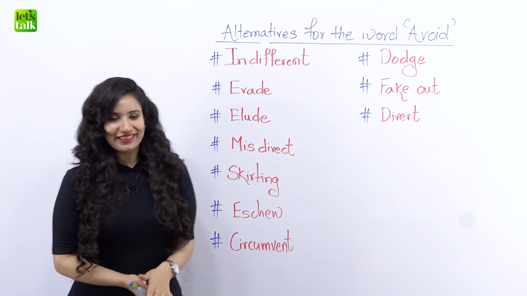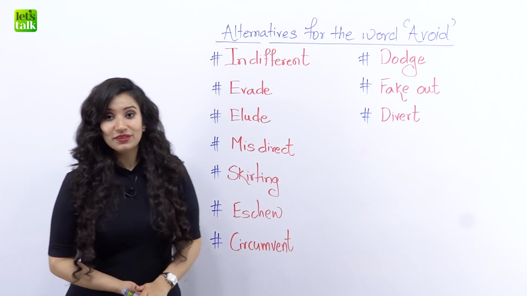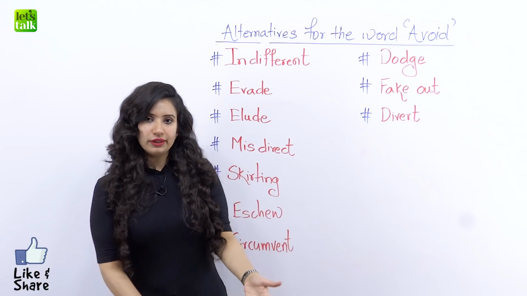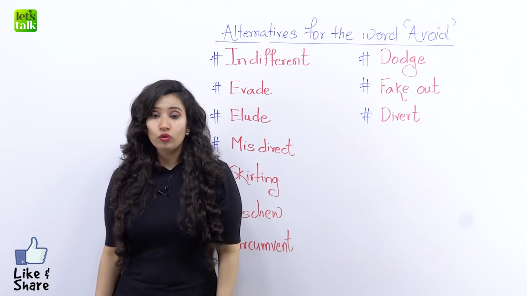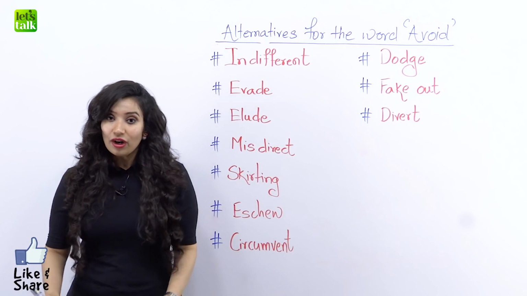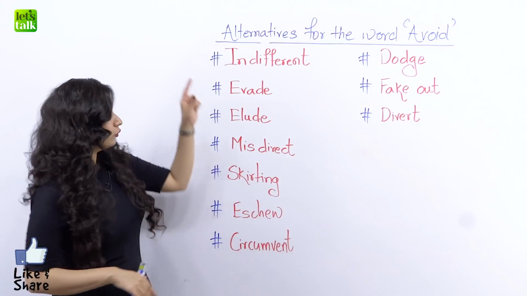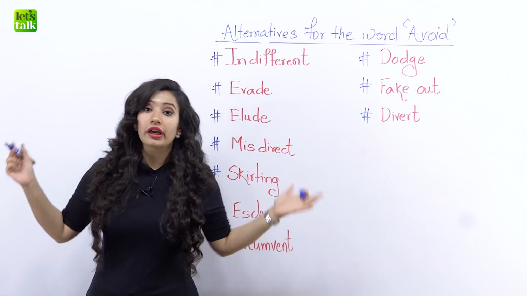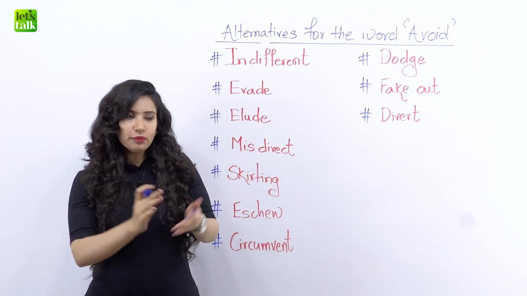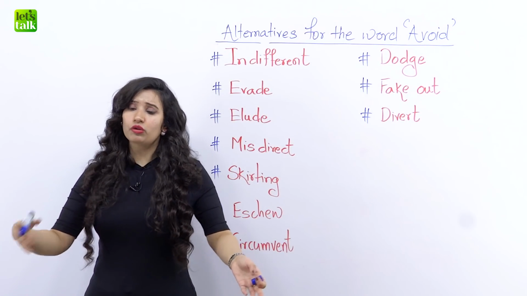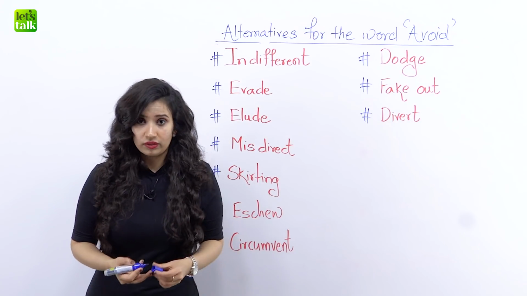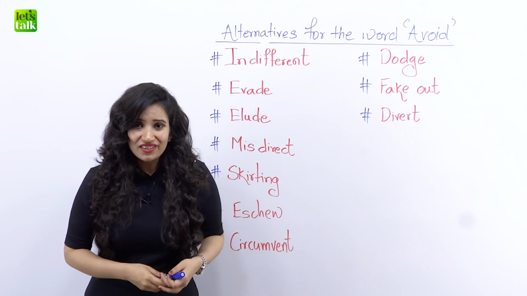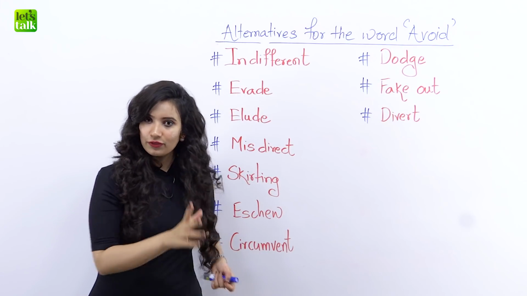So here we are, guys, where we have a lot of alternatives to the word avoid. So let's look at the first word, indifferent. Well, this word has nothing to do with different, and it is not the opposite of different as you might think when you read this word. Indifferent basically means when you don't care about something. Think of a person who does not care about which party wins the votes, the maximum votes. So when this person goes to vote, what he does is he flips a coin and then gives the vote.